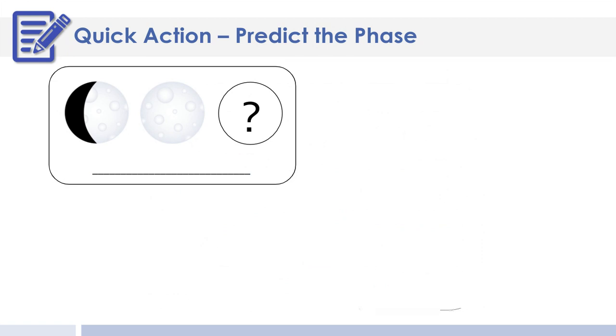So now we'll look here at these quick action questions, and we will try to predict the phases. So here we have a phase, the light's on the right, so it must be a waxing. All right, now we need to determine, is it a waxing gibbous, a first quarter, or a waxing crescent? Well, if more than half of it is lit and it's a football shape, that means that this is a waxing crescent to a full moon. So what comes after the full moon would be a waning gibbous, because after the full moon, the light on the left is starting to decrease.